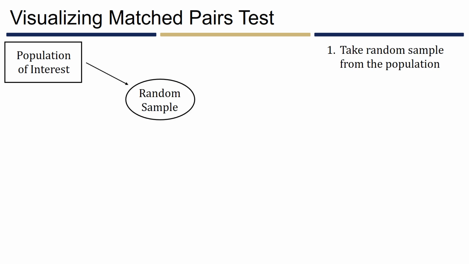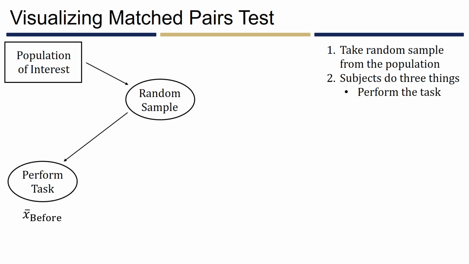The inferential technique that we're going to be using here is called the matched pairs test, or inference for paired data. Here's what a matched pairs test looks like. We start out with our population of interest, and we take a random sample from that population. The first thing that we do is we ask these subjects to perform some kind of a task. We record their result at the end of performing this task, and we calculate their sample mean. We'll call it X bar before.